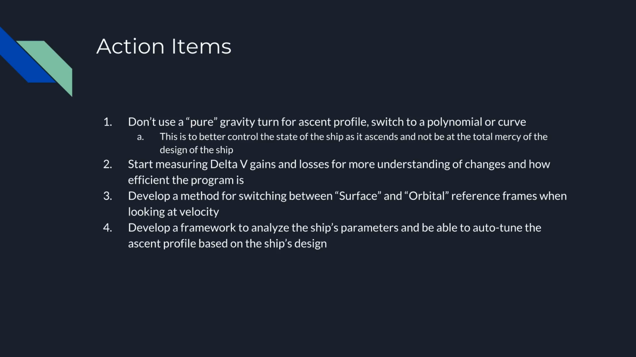This is the reason why I don't want to use the gravity turn. The reason is again I don't have any way to determine where the ship is going to be, what the pitch is going to be, what the velocity is, any of that stuff. The only inputs I can change are the ship's design. So we're switching from a pure gravity turn to a polynomial curve, which will be a square root curve.